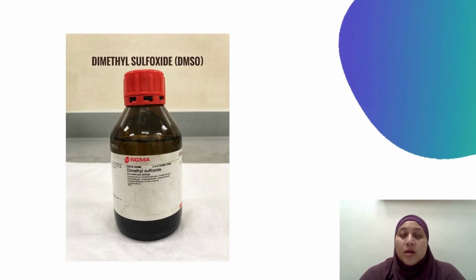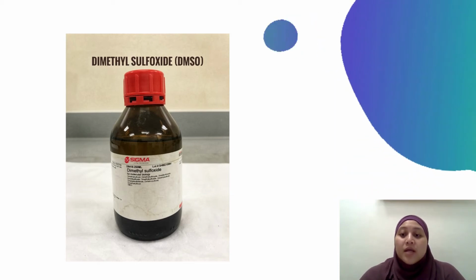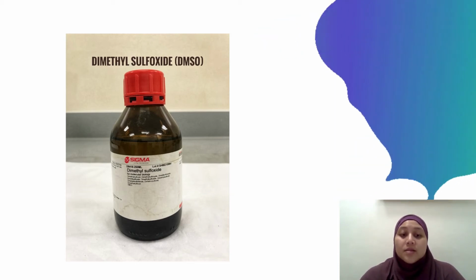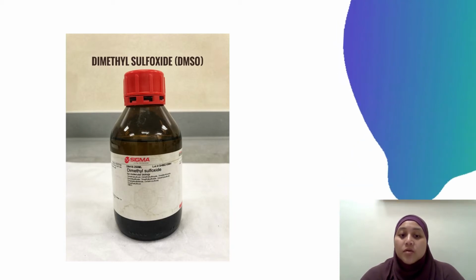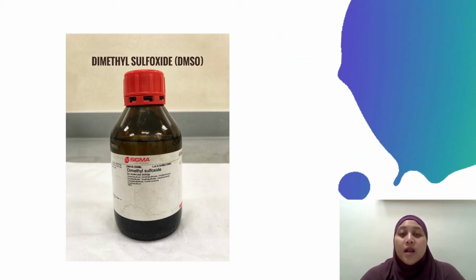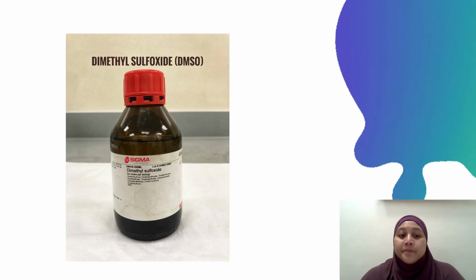In another condition, DMSO is used in banking of cord blood cells where 10% of DMSO is combined with saline or albumin.